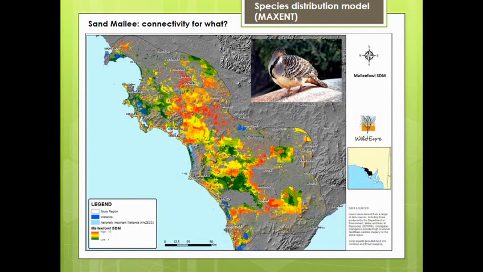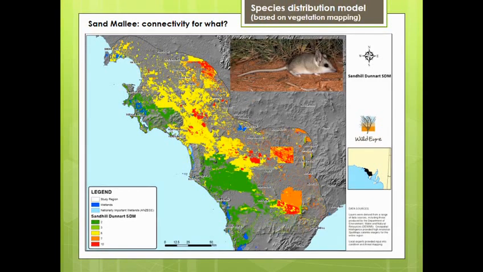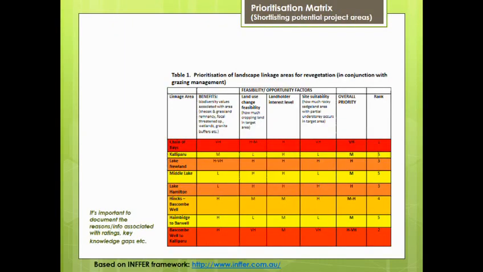In terms of what we're looking to connect for in the sand mallee component, malleefowl is one of our target species, and so we use species distribution modelling approaches such as Maxent. But really the beauty of a species distribution model is that it can be critiqued by people that really know the landscape. Sandhill Dunnart is another target species, and I wouldn't mind checking this strategy with some of the experts in the room.